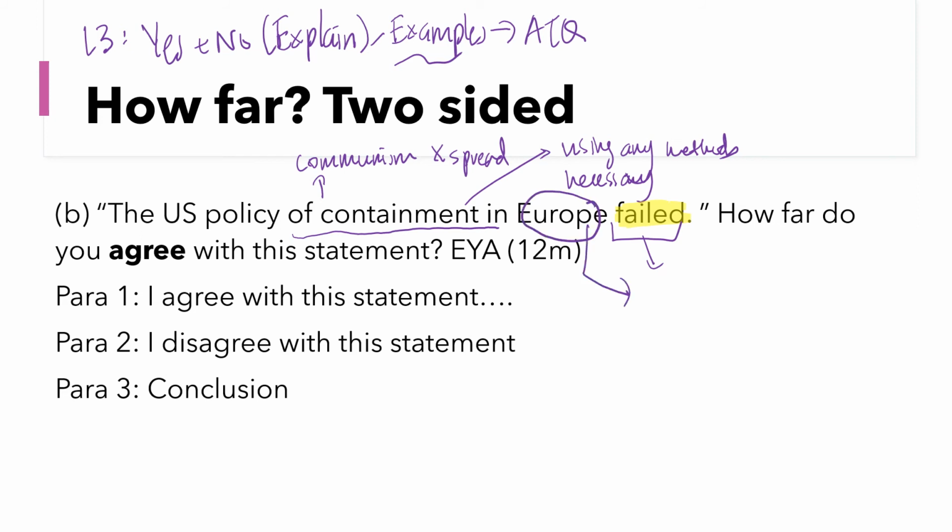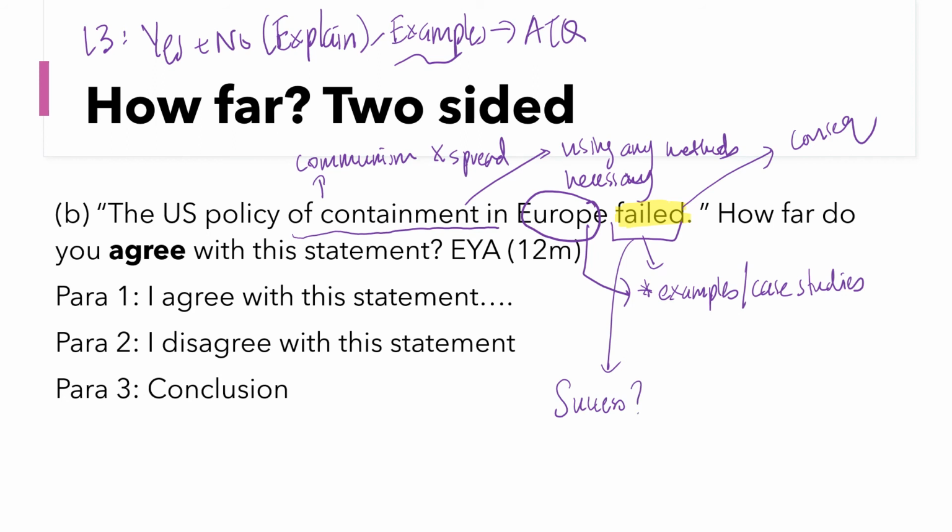That means all your examples must come from this particular continent, and it is the actions of what the US did, and obviously what the Soviet Union did. So for Europe, your case studies must literally come from Europe. Make sure that when it failed, you explain what the consequences were, and what examples didn't show failure.